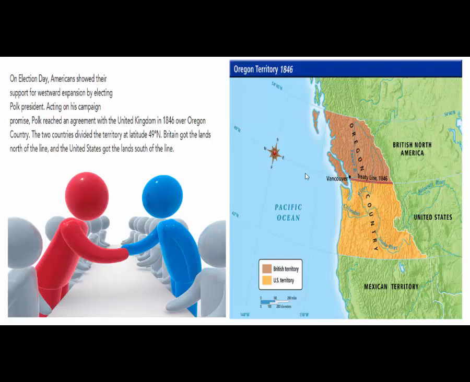So question number 8. Who won the election of 1844? That was James K. Polk.